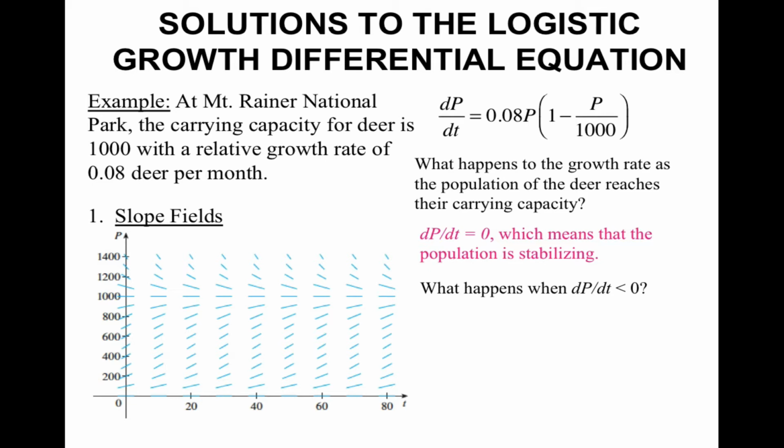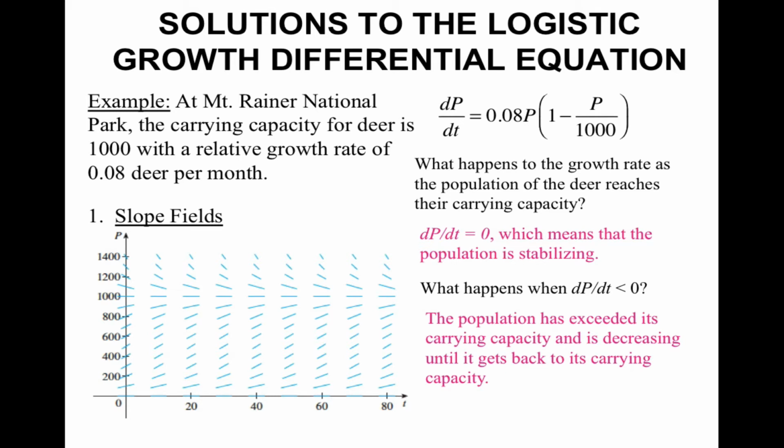Now, what happens when dP/dt is less than 0? That means that the population has exceeded its carrying capacity and is decreasing until it gets back to its carrying capacity. So that's up here where the tangent lines have a negative slope. So it's possible that Mother Nature is taking care of business, or there might be some hunters out there, who knows.